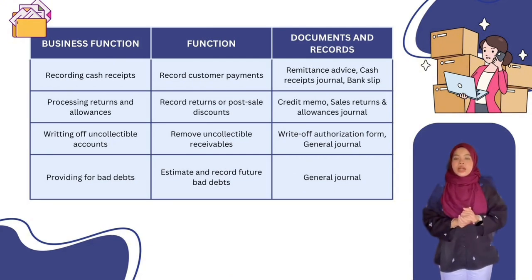In summary, understanding these 8 business functions and their related documents is crucial for auditors to test internal control and ensure the accuracy of sales and receivables.